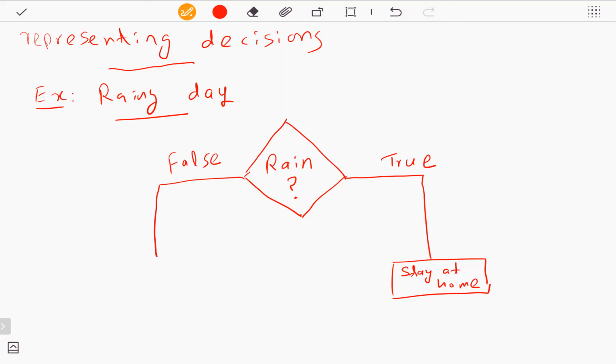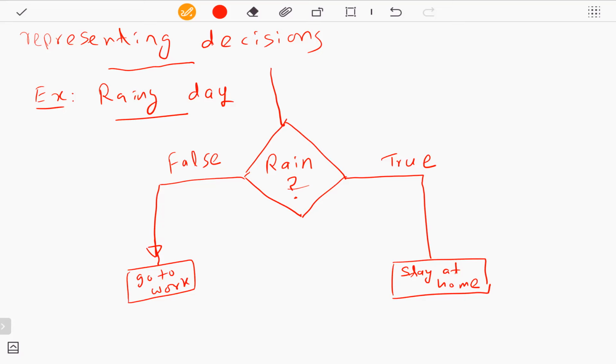The decision is coming from this symbol. The symbol is asking you: rain or not? If it is not rain, that means false. Then what happens if it is false? Then it directs to another process. Here, go to work. Right. This is the way decisions can be represented on your flowchart.